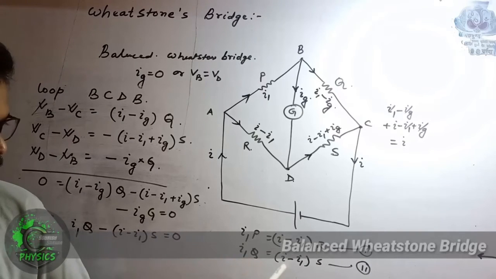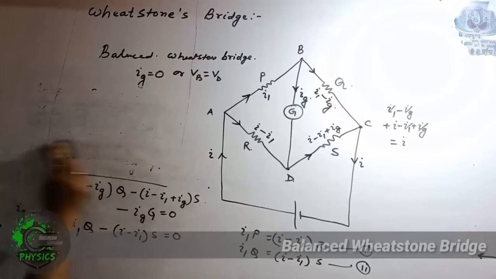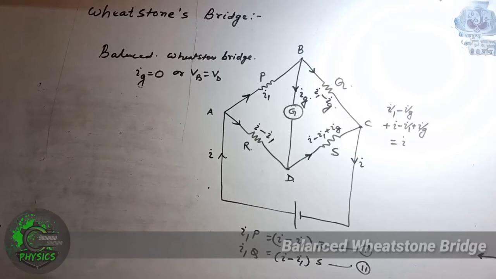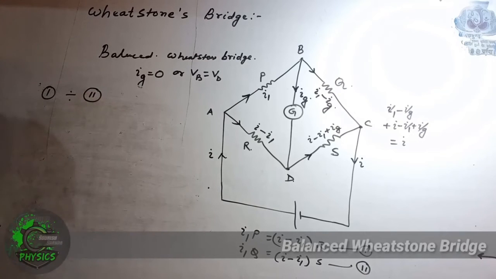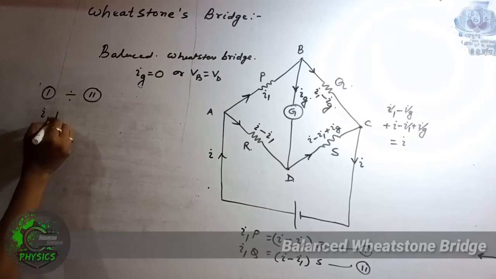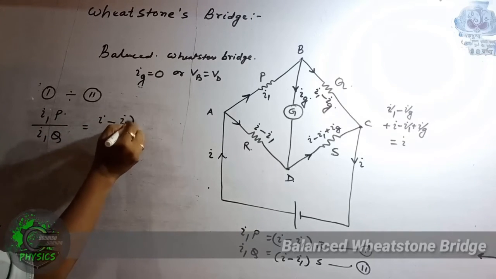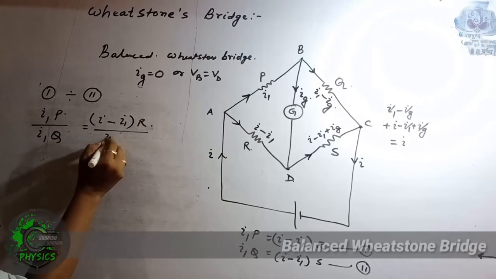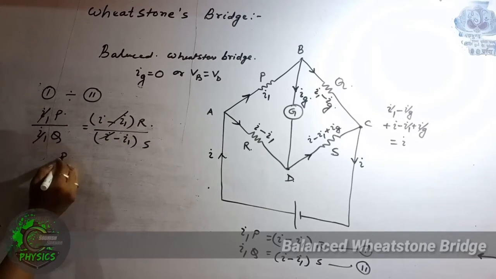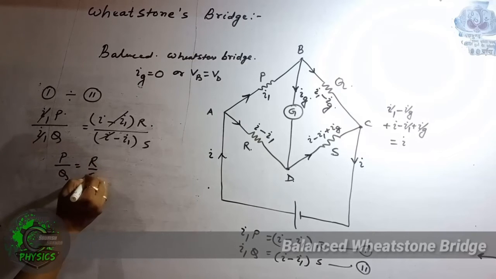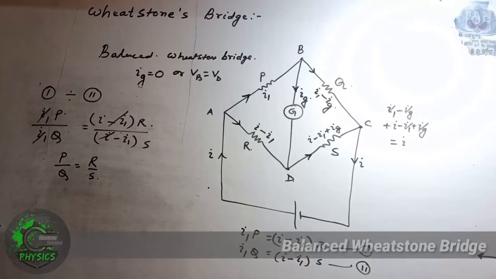Now, if we divide these two equations, equation 1 and equation 2, then what do we get? Dividing equation 1 by equation 2, we get I1P by I1Q equal to (I minus I1) into R divided by (I minus I1) into S. This cancels out, so we get P by Q equal to R by S. This is the condition of a balanced Wheatstone bridge.